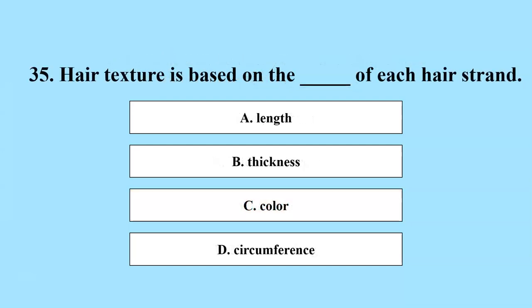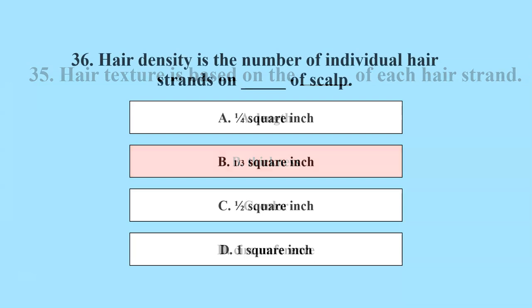Hair texture is based on the blank of each hair strand. Length, thickness, color, circumference. If you chose B, thickness, you are correct.